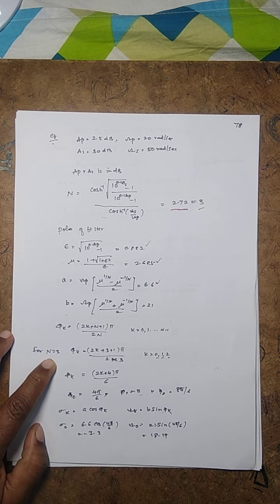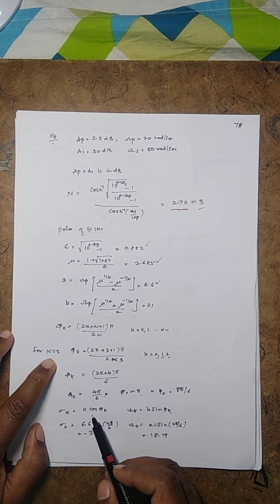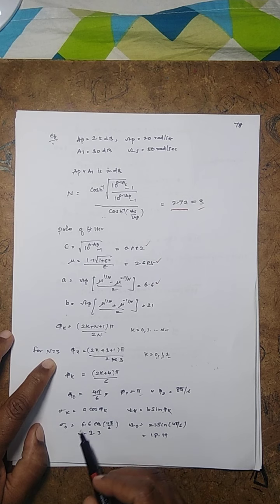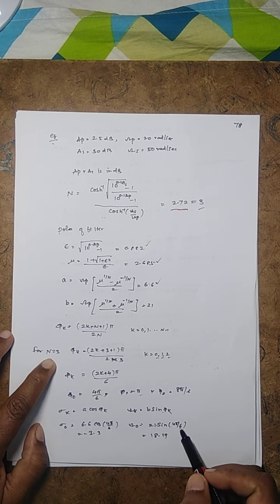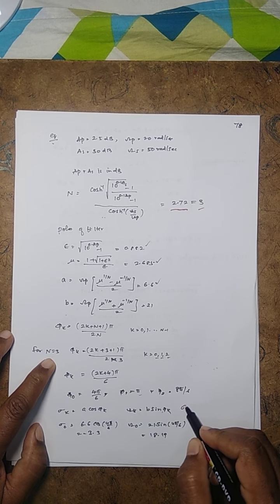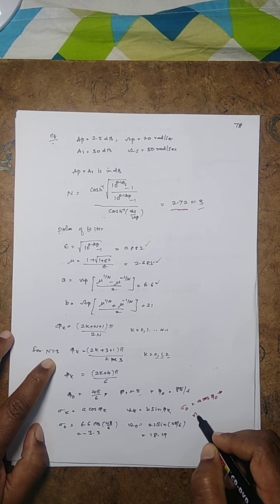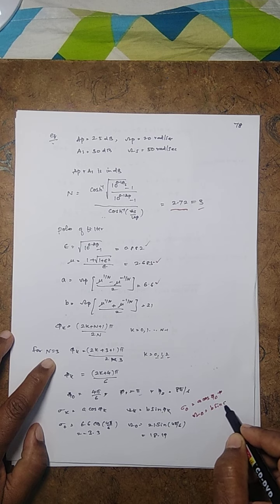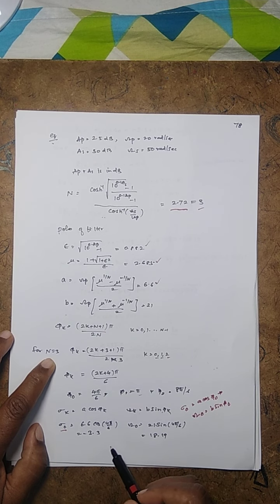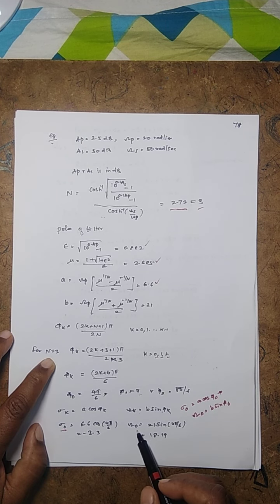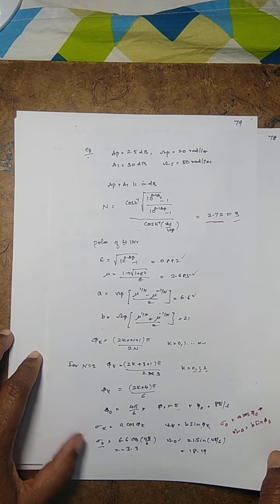So depending on phi k, I'll write sigma k. Sigma k is a into cos phi k. So a into cos phi 0 gives sigma 0. Similarly, b into sin phi 0 gives omega 0. So for phi 0, the expression is sigma 0 equals a cos phi 0, and omega 0 is b sin phi 0. a and b you have calculated. Accordingly, I get the value of sigma naught as minus 3.3 and omega naught as 18.19. So sigma naught, omega naught is calculated.